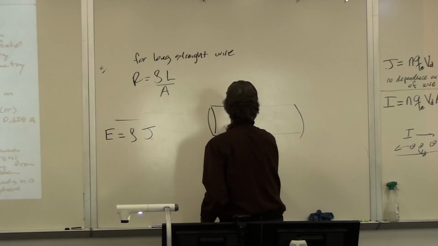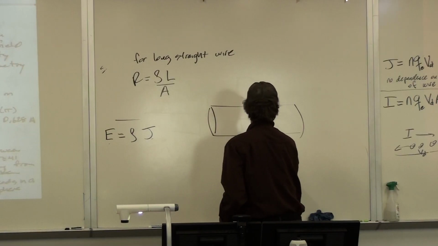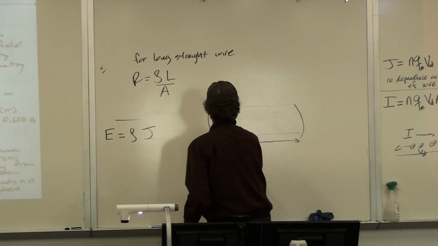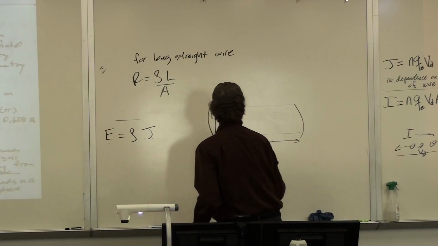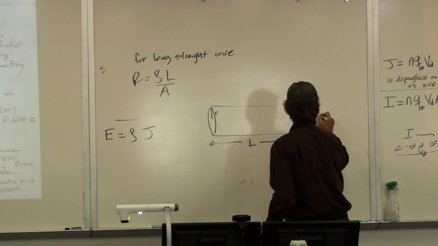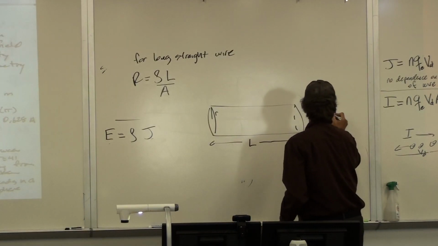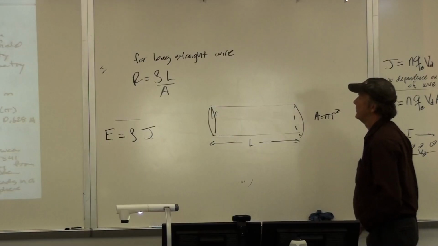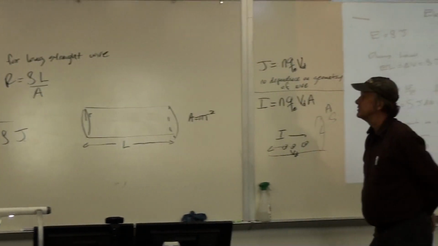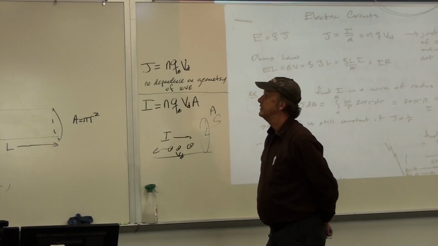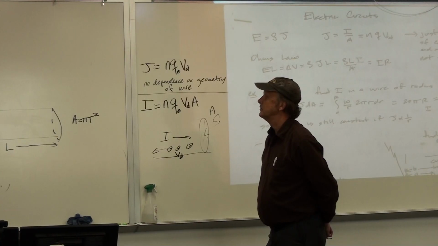And so here's our wire. It has some length L. And let's say it has a radius R, so that the area would equal pi r squared. This gives us the expression for the resistance of a long straight wire.